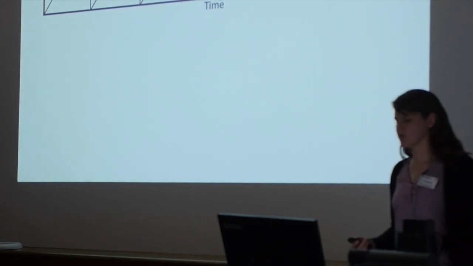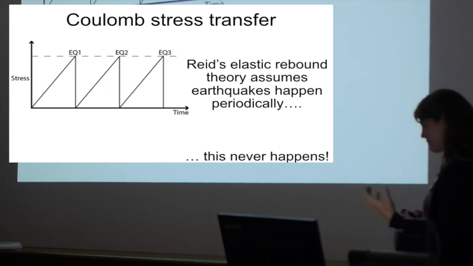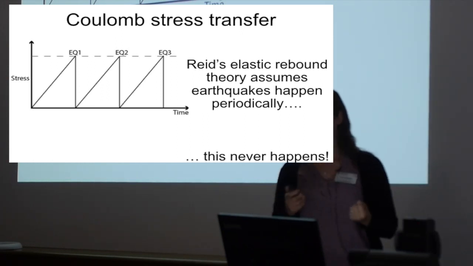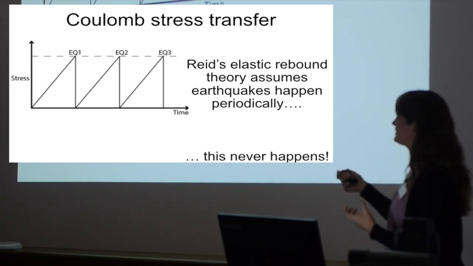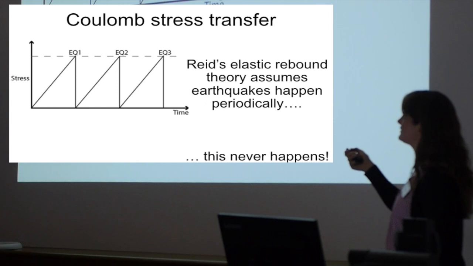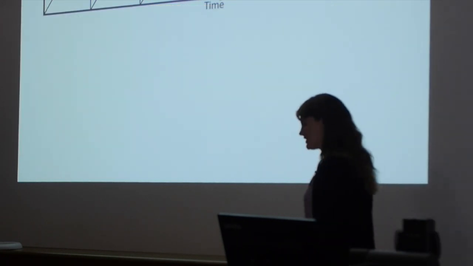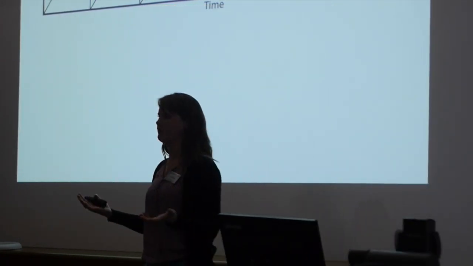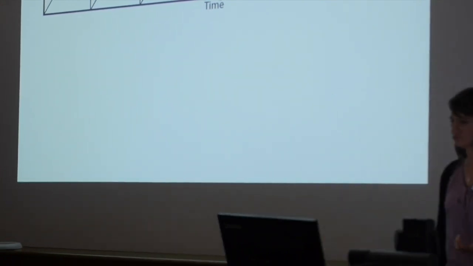So why do we need to understand this? Reid's elastic rebound theory, which is basically a theory about how stresses build up across a fault, implies that this line, which represents the stress on a fault, is going to increase over some time period at some known rate. It's then going to reach a threshold, have an earthquake, and the stress is going to drop to zero. So what this assumes is that earthquakes happen periodically. So an earthquake on a fault will happen every 100 years, 200 years, whatever length of time.